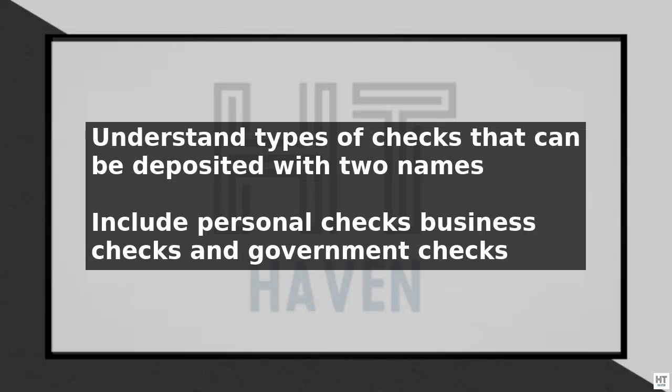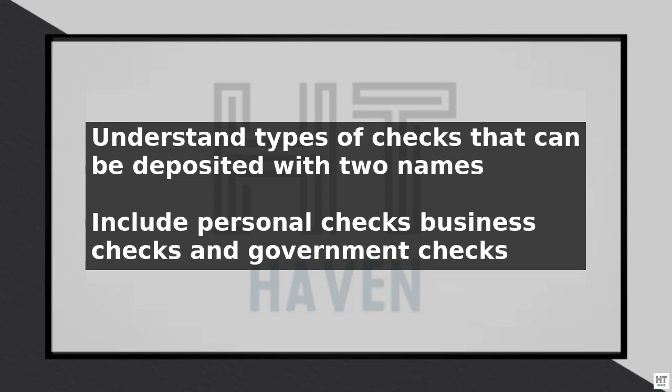Depositing a check with two names can be a straightforward process if you understand the requirements and procedures involved. This tutorial will guide you through the steps to deposit a check with two names, explaining key concepts, practical examples, and best practices. First, it is essential to understand the types of checks that can be deposited with two names. These include personal checks, business checks, and government checks.